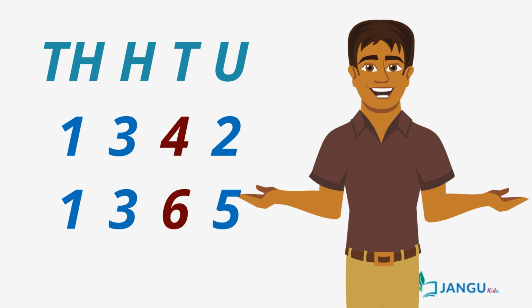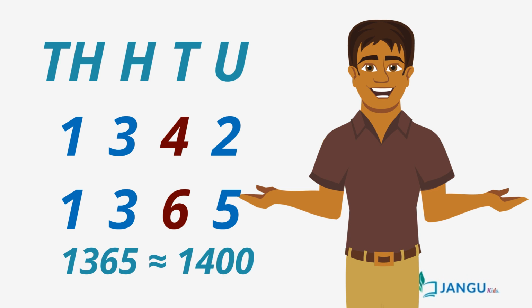If the question was to round off 1365, our answer would have been 1400. Why? Because the digit after the digit occupying the 100th position, in this case, is more than 5. So we rounded up to 1 and added that 1 to the digit occupying the 100th position, which makes the 3 become 4, hence our answer of 1400.